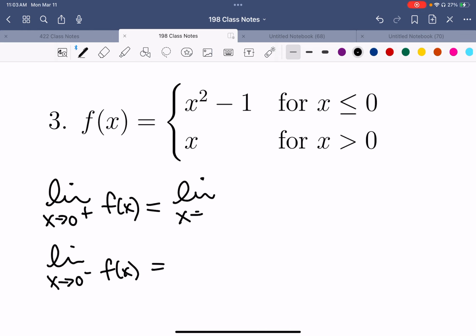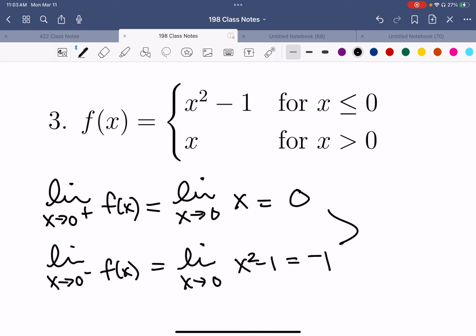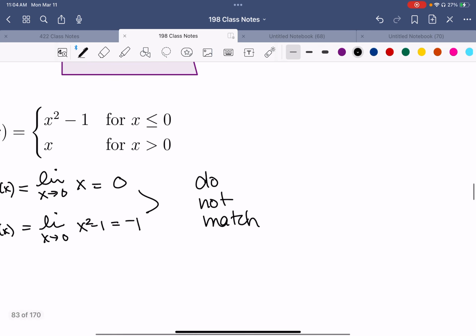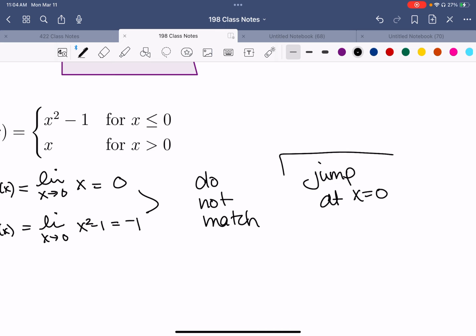If you have a does not equal, then you can look at it from both sides for that particular piece. All right, so if we're going to be on the right side, that's the bottom function. So that's the limit as x goes to 0 of x, which turns out to be 0. And from the left-hand side, that's the top piece. And when we plug in 0, we get -1. Now, those two do not match. And when that happens, this tells us that there is a jump at your breaking point, which is x equals 0.